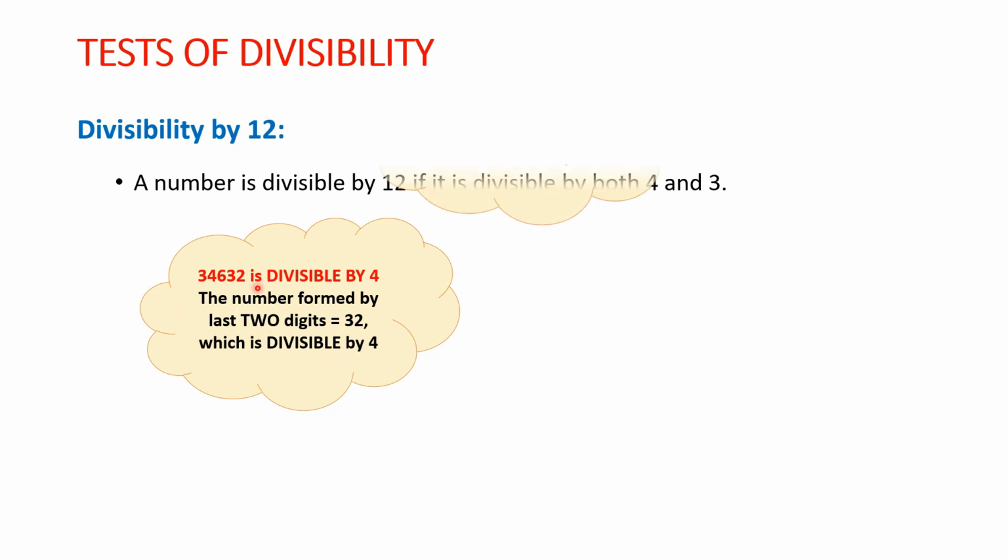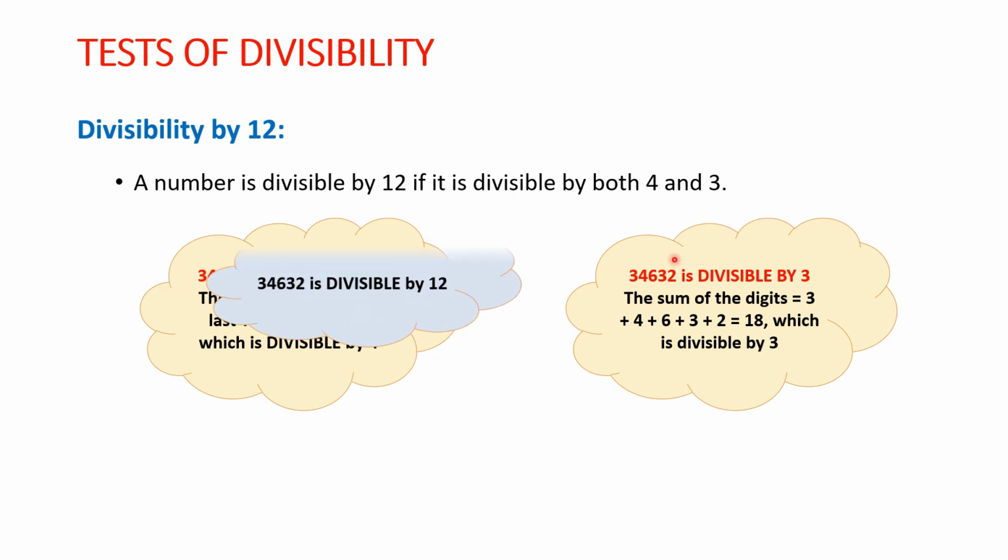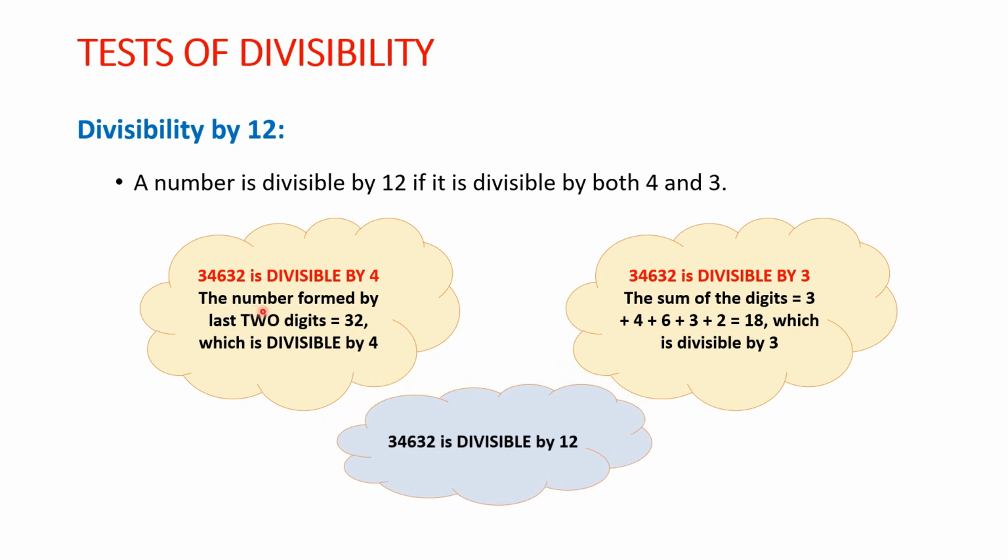Next, we have to find whether the given numeral is divisible by 3. For that, we find the sum of the digits. Here in this case, the sum of the digits is 18, which is divisible by 3. So in this case, the given numeral is divisible by both 4 and 3. Therefore, the given numeral 34632 is divisible by 12.